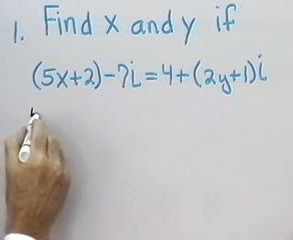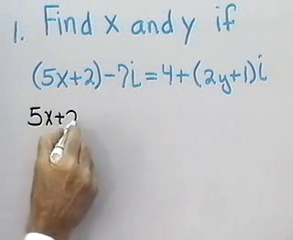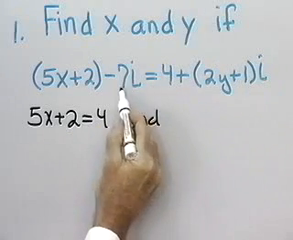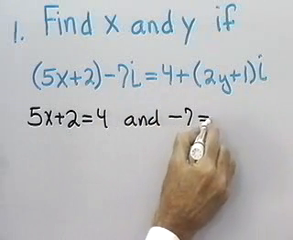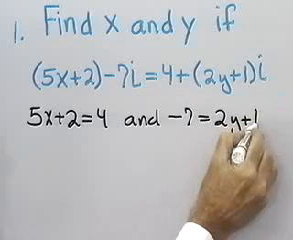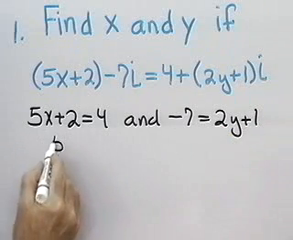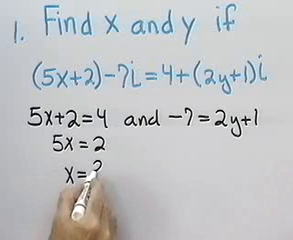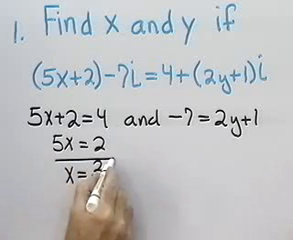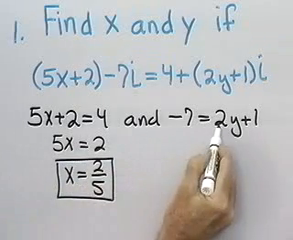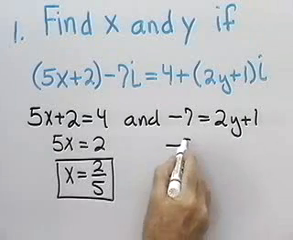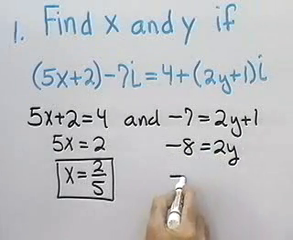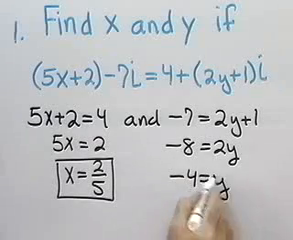So I'll set 5x plus 2 equal to 4, and if their imaginary parts are equal, negative 7 equals 2y plus 1. I'll solve this equation for x by adding negative 2 to both sides and then dividing by 5. So I get x is equal to 2/5. I'll solve this equation by adding negative 1 to both sides. I have negative 8 is equal to 2y. Then I'll divide both sides by 2 and have negative 4 is equal to y.